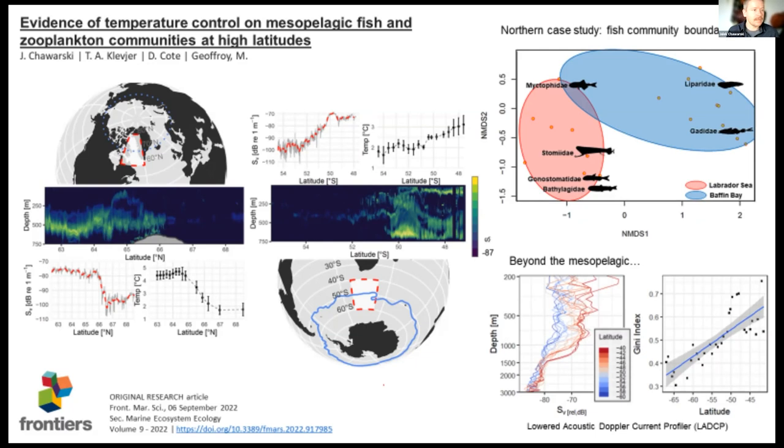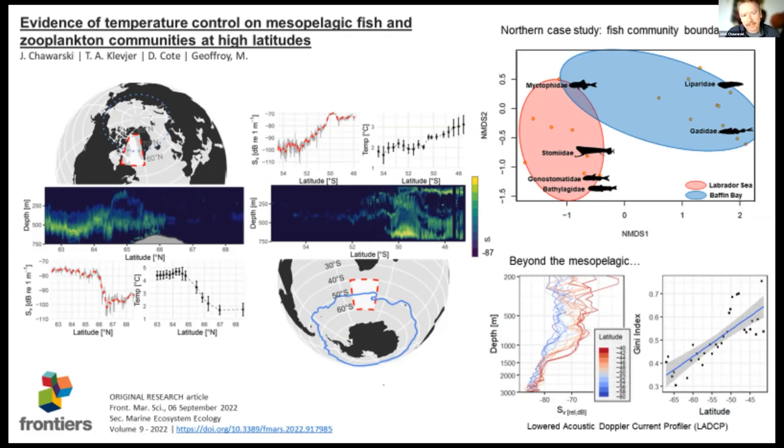Working with colleagues Thor Clevier, Dave Cote, and my supervisor, Maxime Geoffroy, we were able to find another data set from the Southern Ocean, which showed a very similar pattern. So this was really intriguing to us to ask some questions as to why does this deep scattering layer start to disappear, and what does this actually mean for the structuring of the ocean?